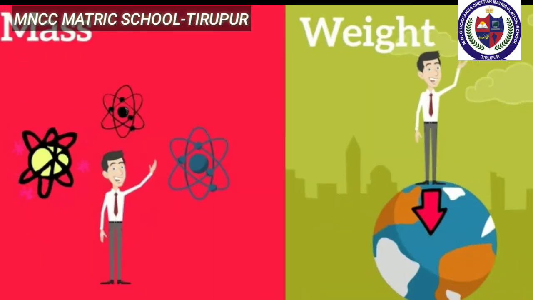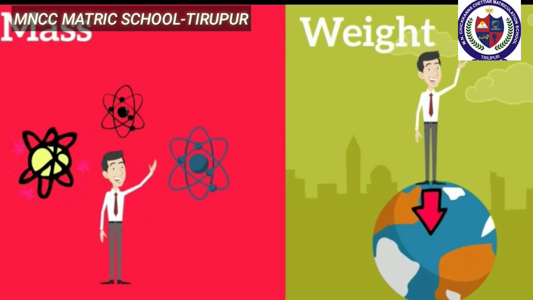Next, we move to mass and weight. The definition of mass is the quantity of matter contained in the body. Its SI unit is kilogram. Next, the definition of weight: weight of a body is defined as the gravitational force exerted on it due to the Earth's gravity alone. Its SI unit is Newton.